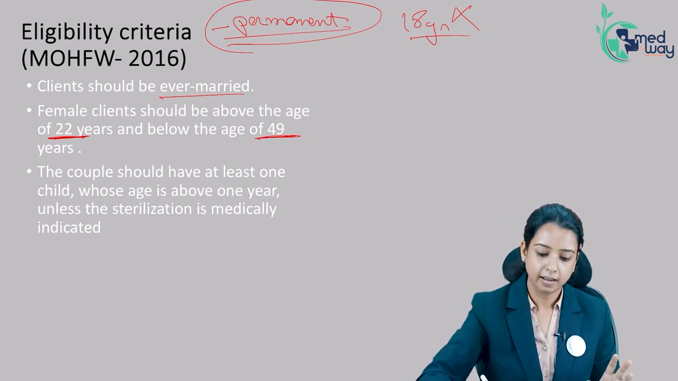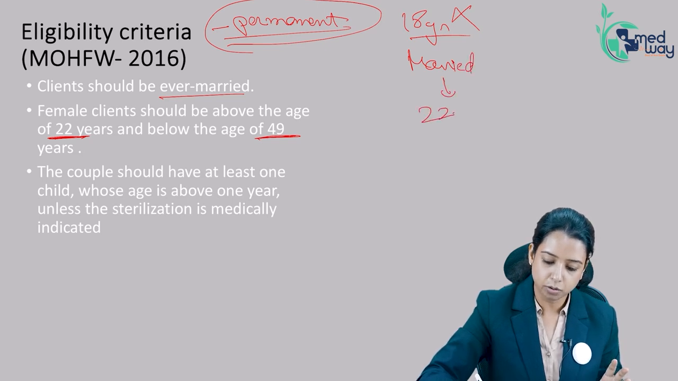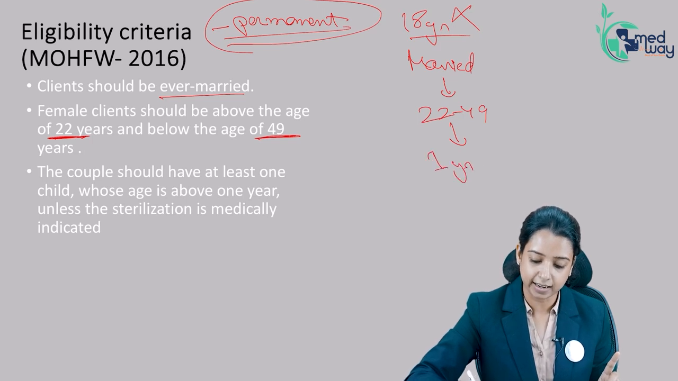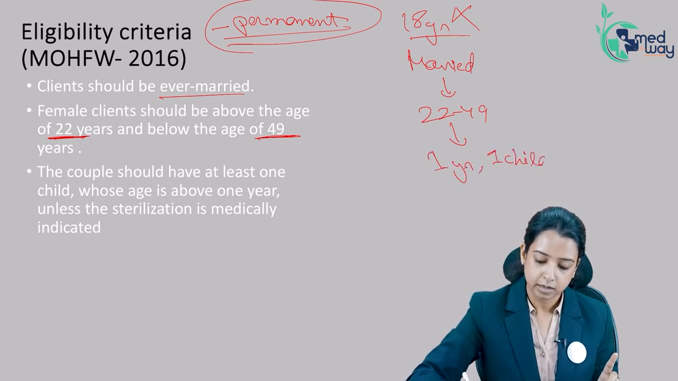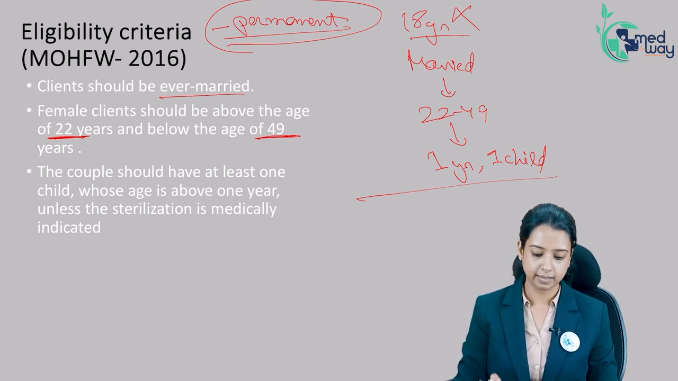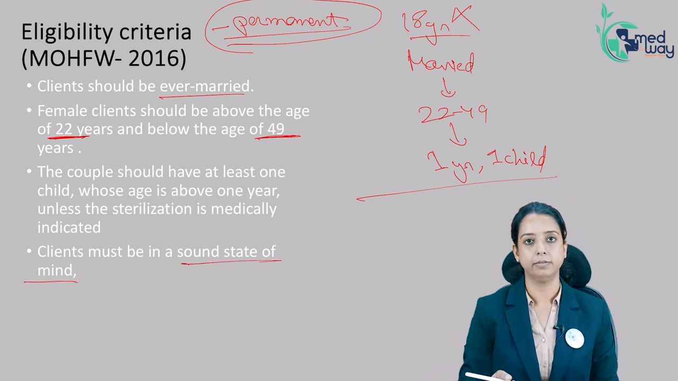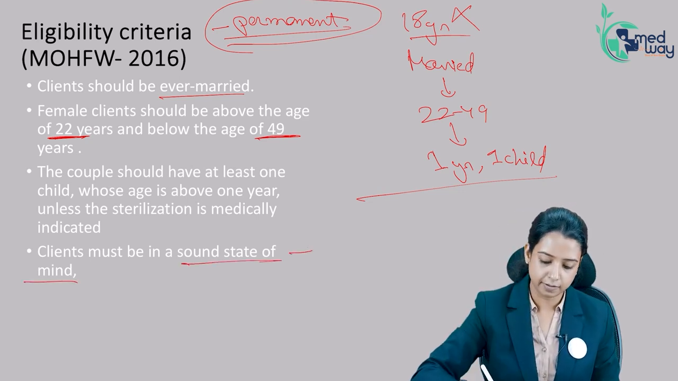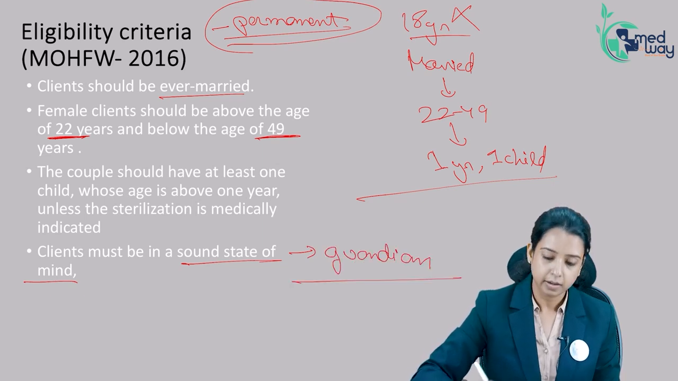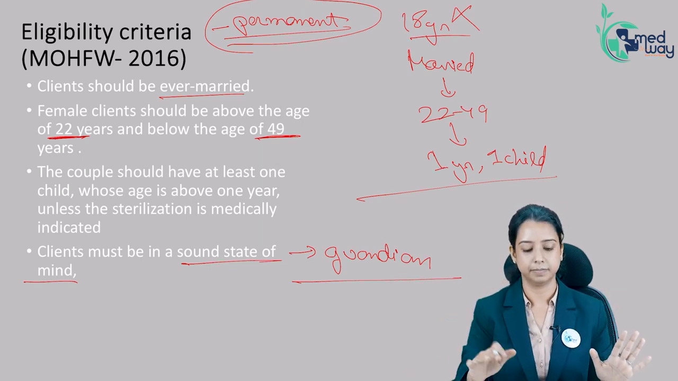So what are the criteria? The lady should be married. She should be between 22 and 49, and she should have one child of 1 year of age. Then only you are allowed permanent sterilization. Is this clear? Okay. Yes, obviously there should be a sound state of mind for consent. If not, who will give the consent? The guardian. Always remember, it is the guardian who can give. The guardian can be the parent or the spouse, whosoever, but the term is guardian.